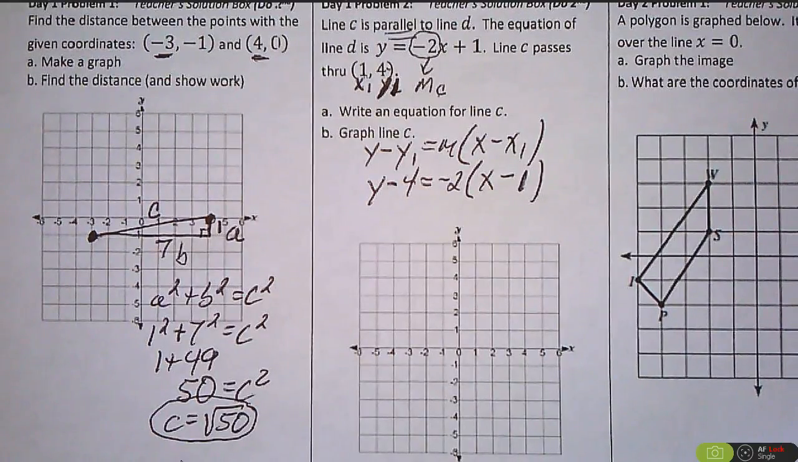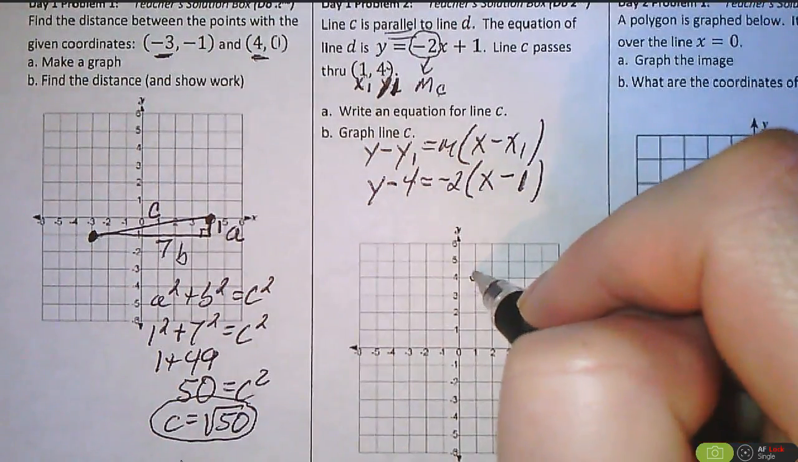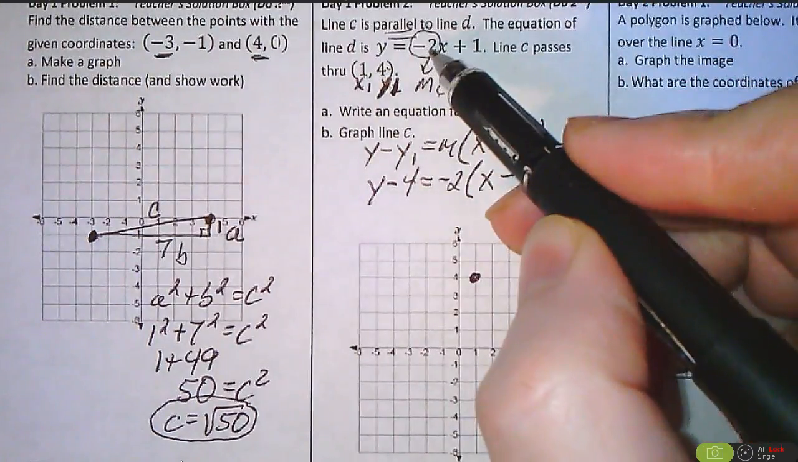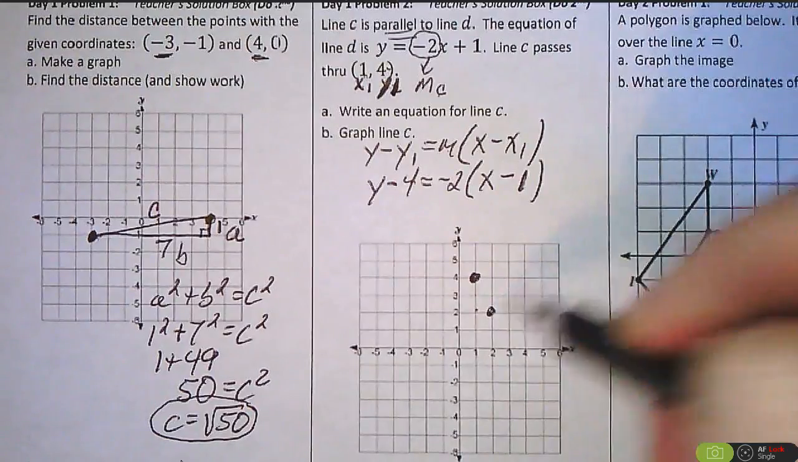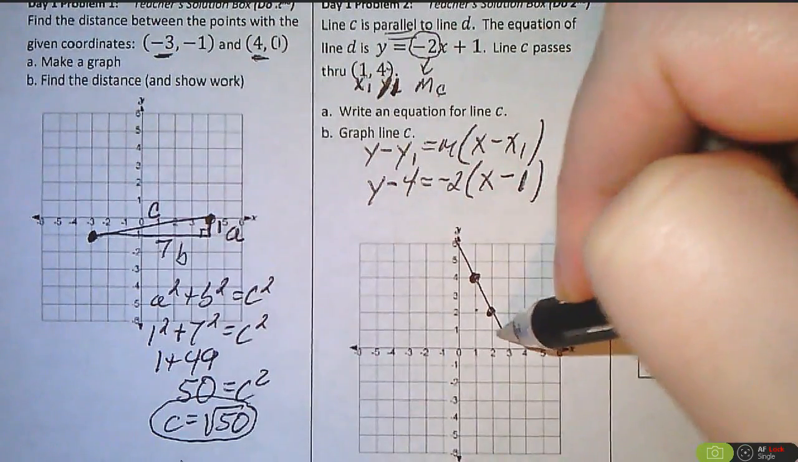Now question B, graph the line. This line goes through the point 1, 4, which is located here, and it has a slope of -2, which means down 2 units, right 1 unit. Here's our graph.